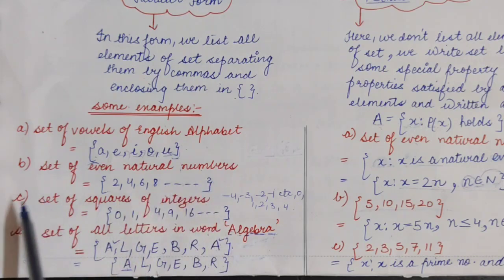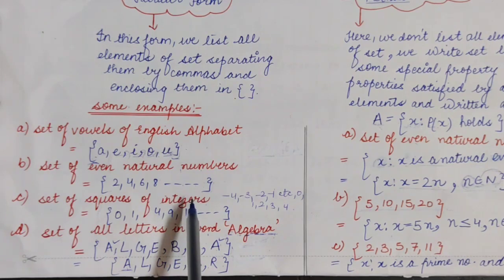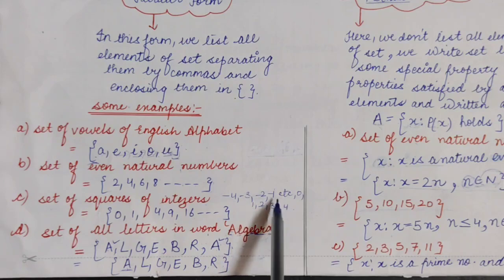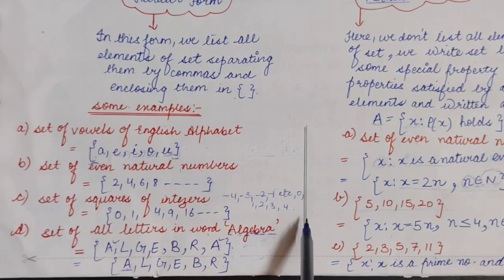Fine. Our next example is set of the squares of integers. First of all, students, you should know what integers are. Integers are all positive and negative numbers including 0. Like I have written here, -4, -3, -2, -1, and so on, then 0, 1, 2, 3, 4.